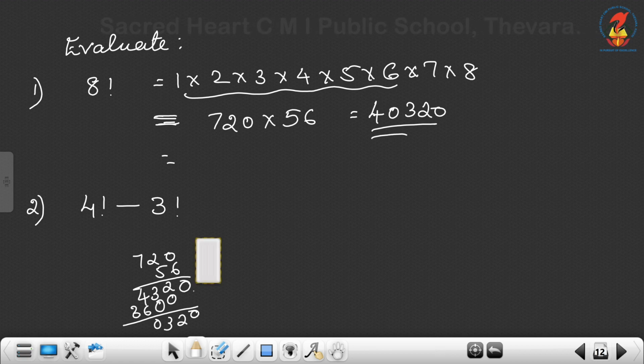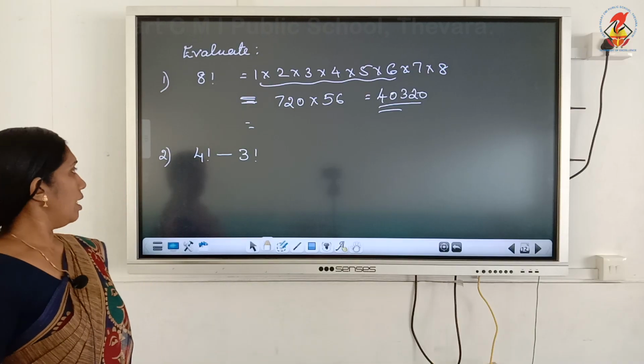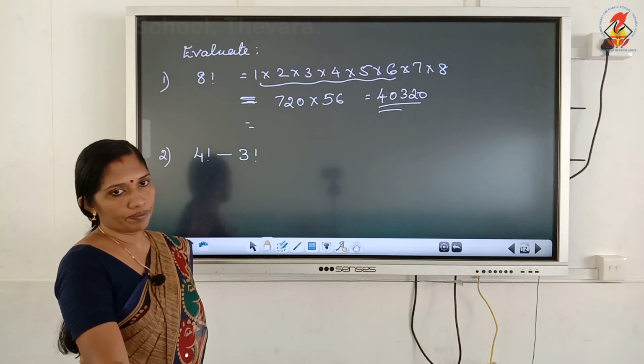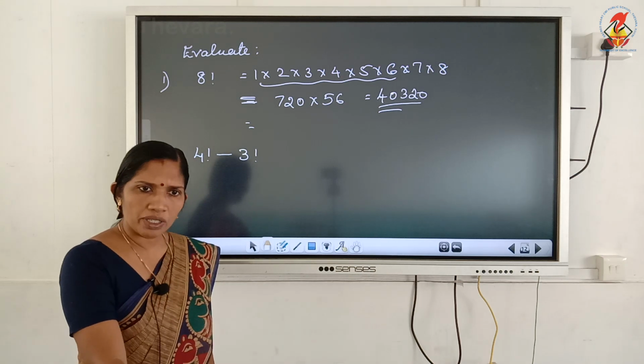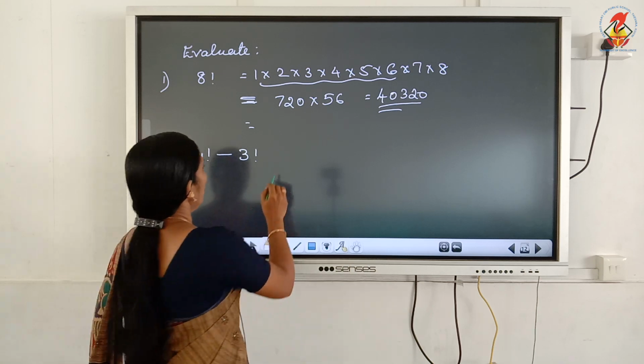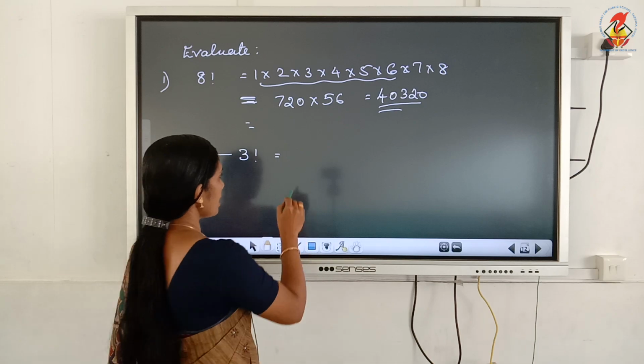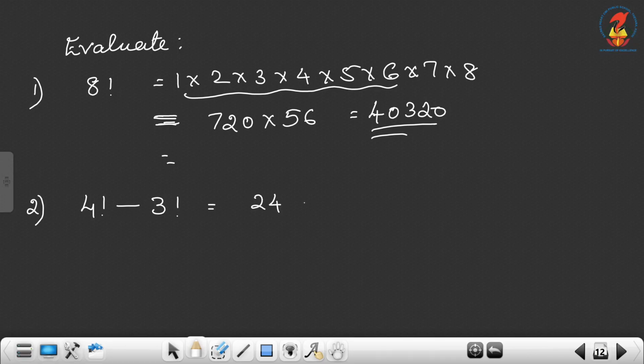That is 8 factorial. Okay. Now, what is 4 factorial minus 3 factorial? Is it 1 factorial? No. 4 factorial means 1 into 2 into 3 into 4. That is same as 24. 24 minus 6, 3 factorial is 6. That is 18.